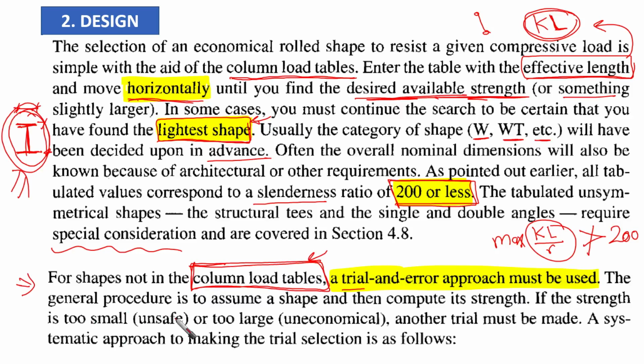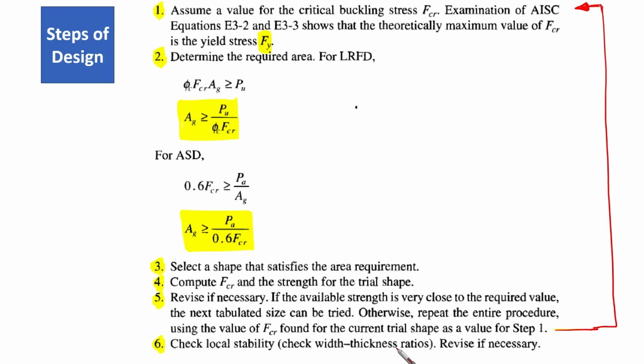The general procedure is to assume a shape and then compute its corresponding strength. If the strength is too small, it means that it is unsafe, or if it is too large, it is uneconomical. Another trial must be made. A systematic approach to making the trial selection is as follows. These are the steps of design that we commonly use.